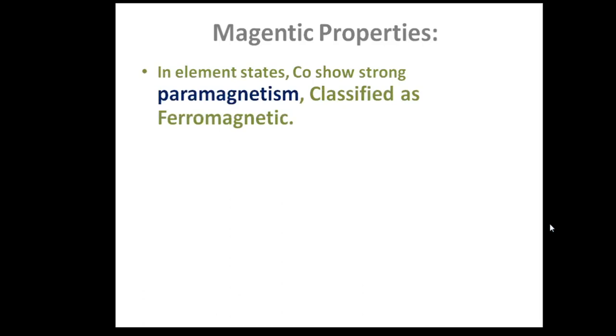So what about the magnetic properties? Students, as far as the magnetic nature is concerned, we already discussed a number of things. Here in the elemental state, cobalt shows very strong paramagnetic behavior, and so they are classified as ferromagnetic. Definitely when they show strong paramagnetic behavior, overall they have very strong magnetic properties.